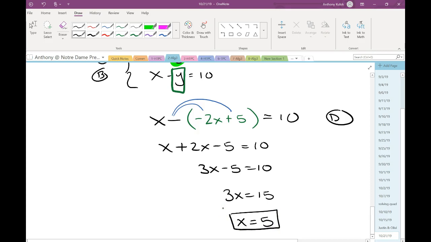But this is only halfway. Right? How many answers am I really looking for? I'm looking for an answer for x and an answer for y. I have only my answer for x right now. So I still need to do a little bit more. How am I going to get my answer for y? Annalise?